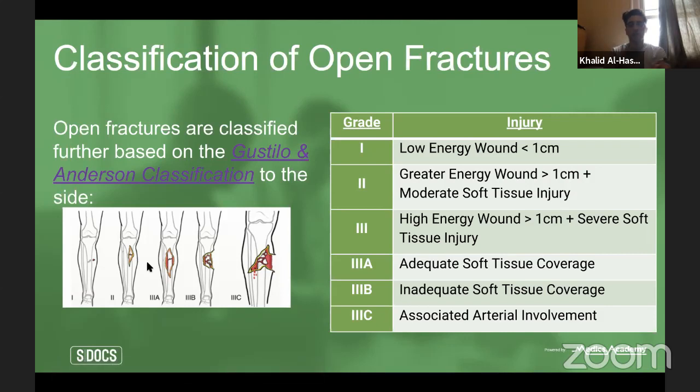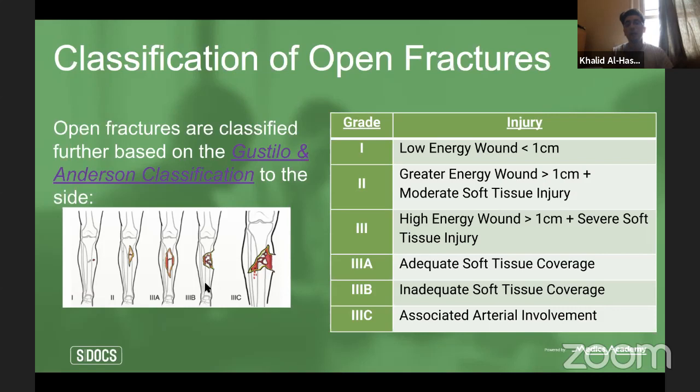Grade 2 is a greater energy wound, greater than 1 centimeter, and there is moderate soft tissue injury involved. Grade 3 usually means a high energy wound in which there is a large portion of soft tissue injury, and accompanying severe soft tissue injury, as shown in the pictures from the middle through to the right. 3A indicates that there is adequate soft tissue coverage. Despite the open fracture with the bone passing out through the soft tissue, the injured limb still has some covering or is encapsulated within the soft tissue.